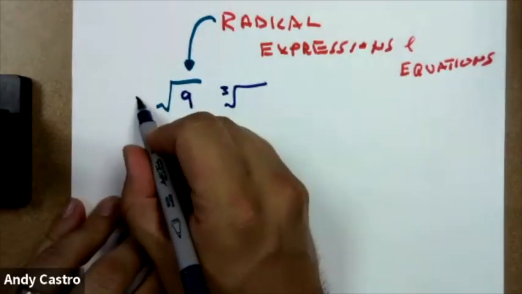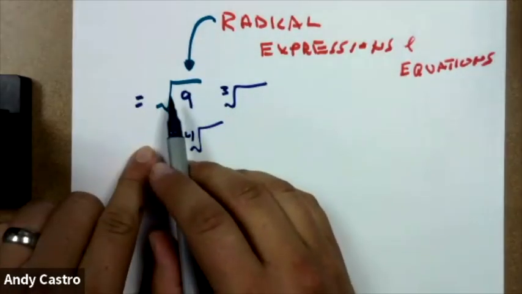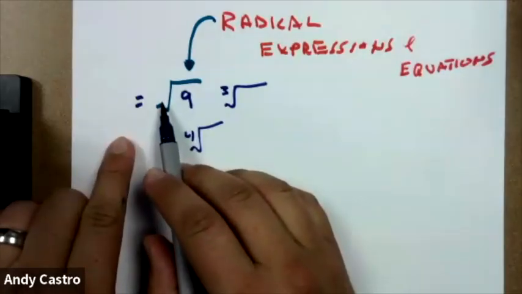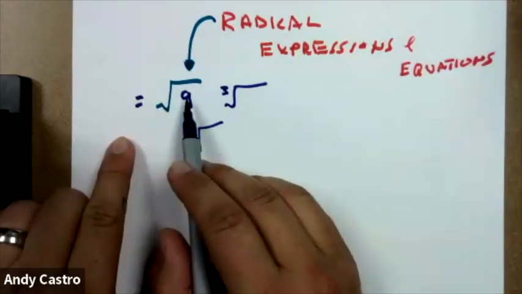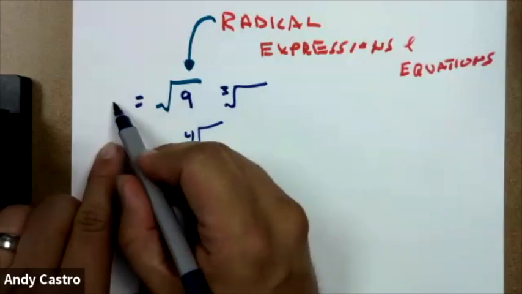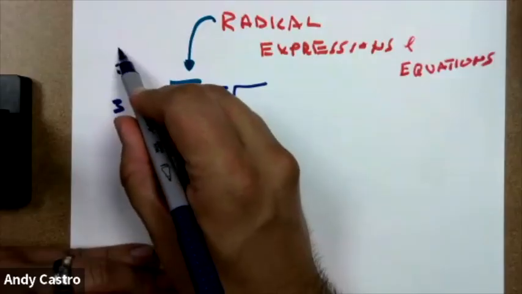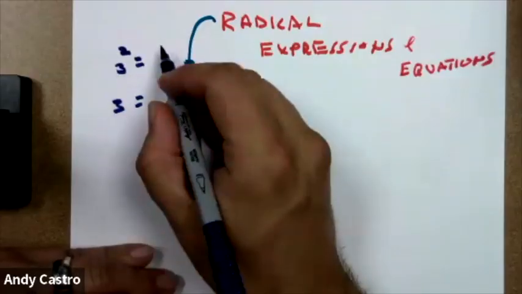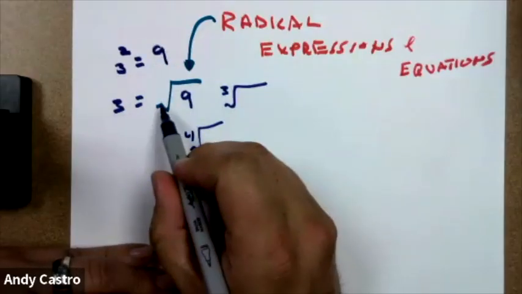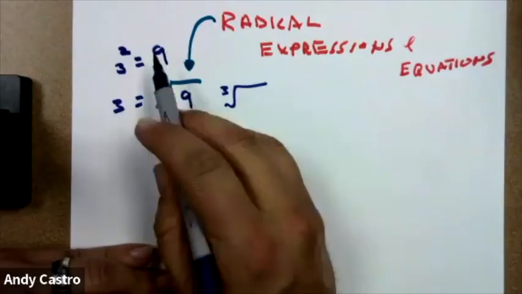whatever number is under the root symbol is the result of the base number multiplied by the number of roots to get to that number. So the square root of 9 is 3. Why? Because 3 squared gives me the number 9.